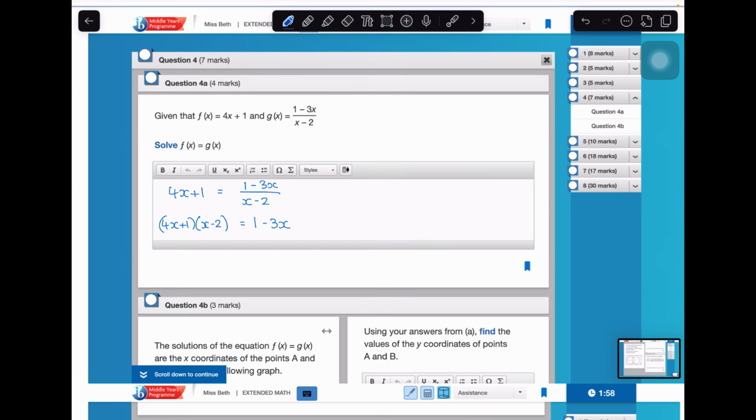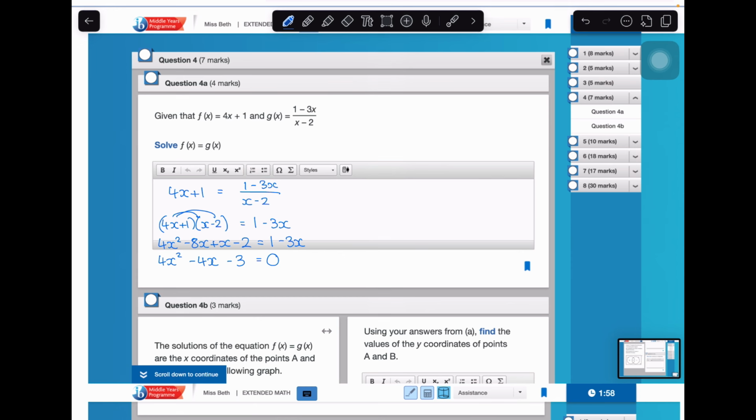Okay, at this point, I would want to expand and simplify. So 4x squared, we're going to have minus 8x, and then plus x minus 2 is equal to 1 minus 3x. Let's get everything onto the same side and simplify. So you can do that in a couple of steps if required, or you can just go straight to it if you feel confident, that's fine. And then you are going to set this equal to 0. So what you have now is a quadratic that you are required to solve to find the 2 x solutions.